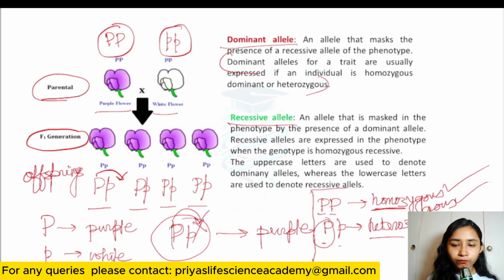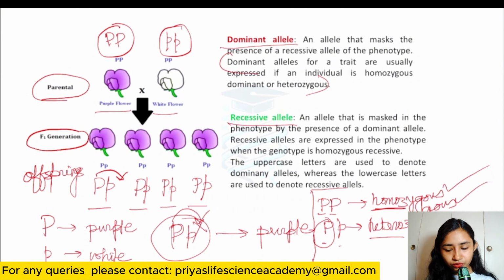Okay, so for dominant allele, homozygous and heterozygous forms will be expressed because capital P will be purple and capital P small p flower will also be purple because capital P is dominant over small p. That is why capital P is known as dominant allele. So you have to remember that in case of dominant allele, the homozygous and heterozygous forms both will be expressed.